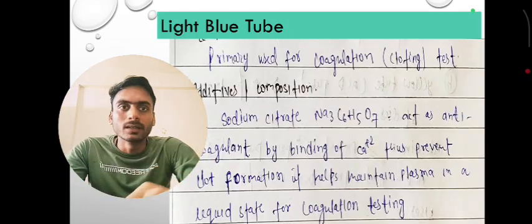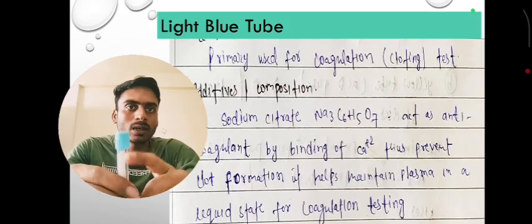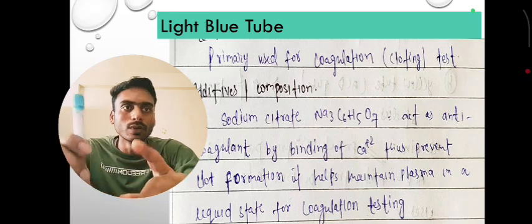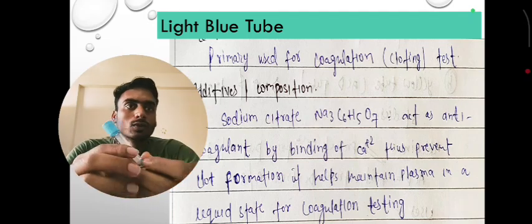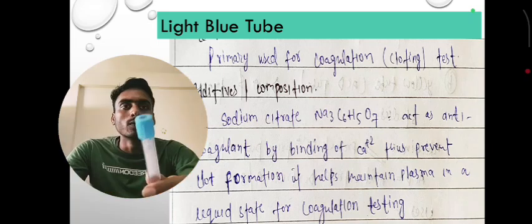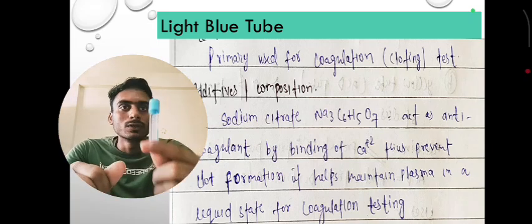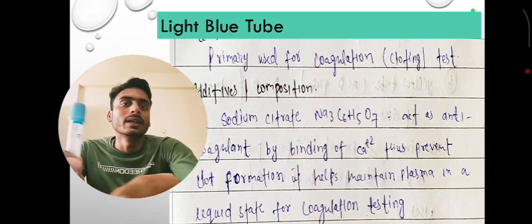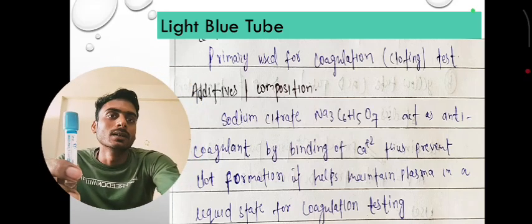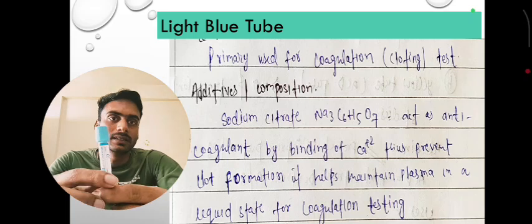Light blue tube, this is the light blue tube. Okay, primarily used for coagulation. For MCQ, this is most common: if you want a coagulation or clotting test, then what kind of tube is most commonly used? Light blue color. The most common additive is sodium citrate.